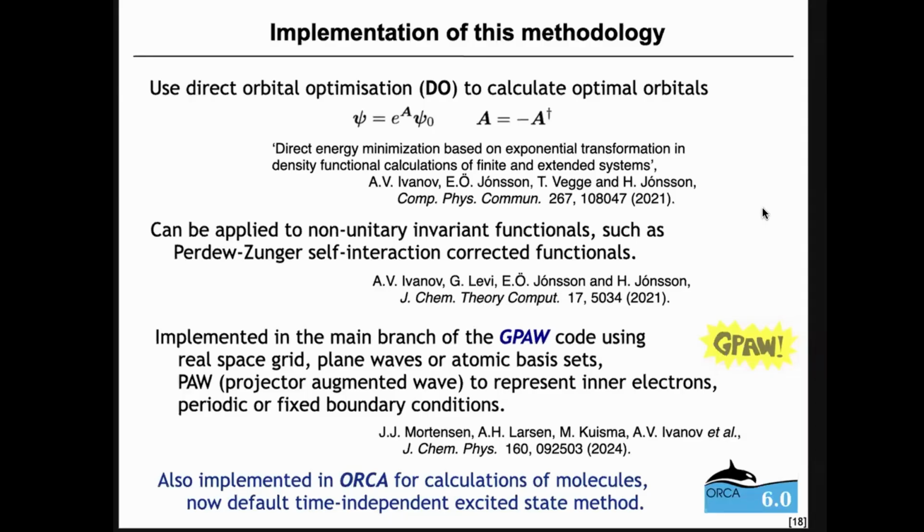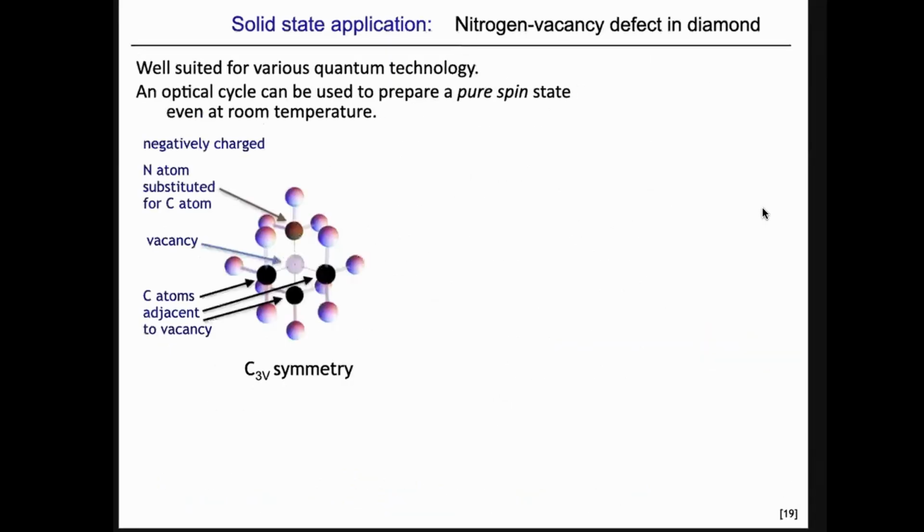But we work with this GPAW code, actually, when we do our development. And then I go and visit Georg once in a while, and I try to convince him to implement this in VASP. But this is also now the default time-independent DFT calculation of excited states in Orca. So, no, I'm not going to go through this, really. This is just methodology. We can talk about this at the bar, right?